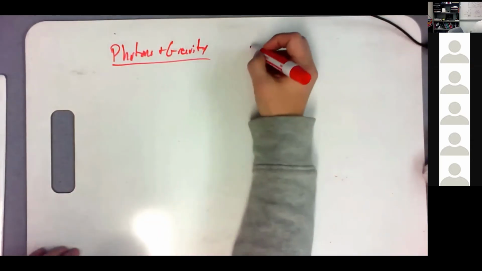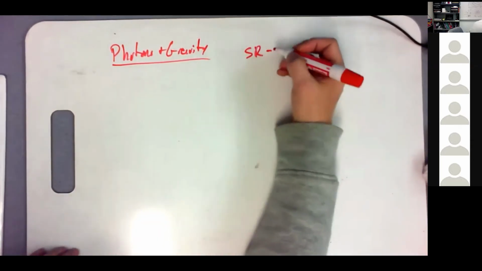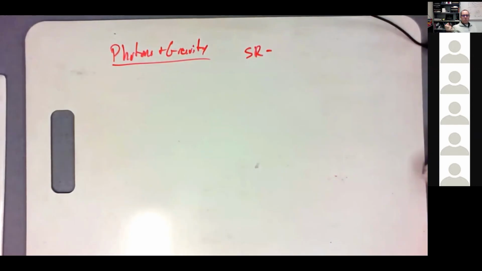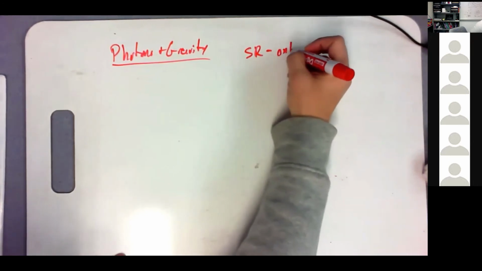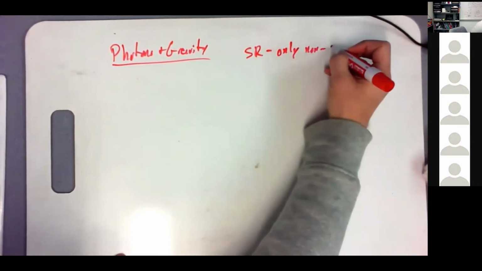So remember, special relativity, which is what we've been talking about so far, is the special case of inertial frames, meaning non-accelerating frames. You have one frame moving at a constant velocity with respect to another one. So only non-accelerating frames.